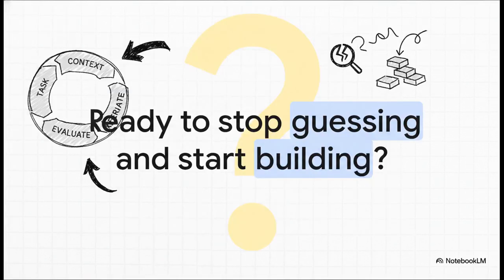It's this. Stop guessing. Stop throwing single, lazy sentences at the AI and hoping for the best. The key, the whole secret, is that systematic loop. Task, context, references, evaluate, and iterate. That is how you unlock professional-grade results. It's time to stop guessing and start building your prompts.